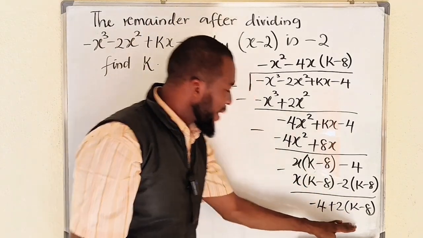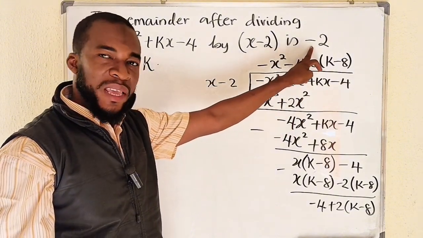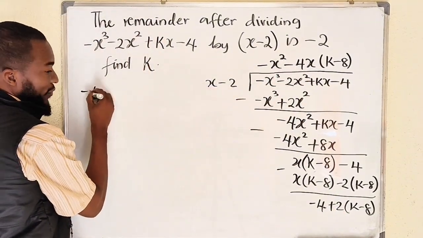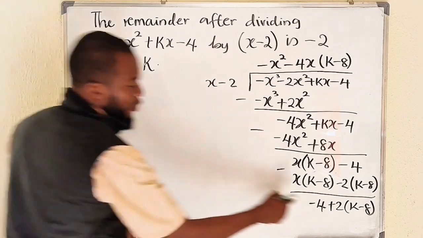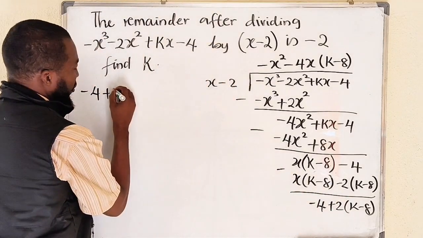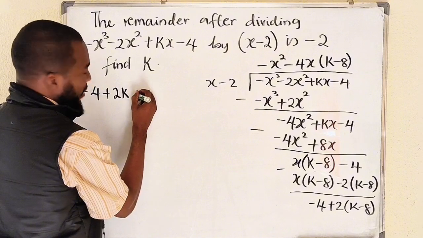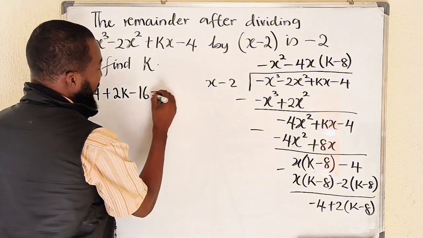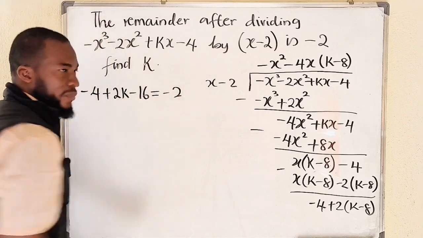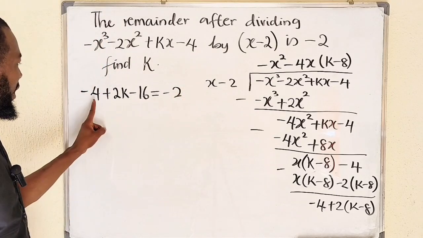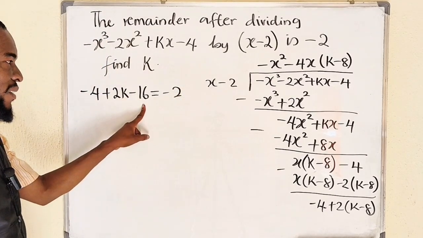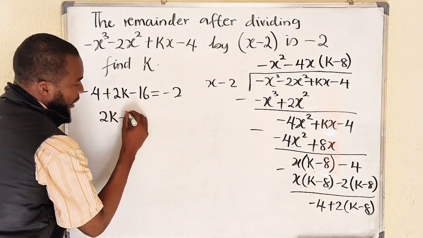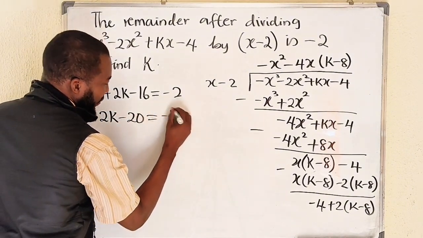So if this is the remainder, we're going to equate it to negative 2 and solve for k. So let me come here. We have negative 4 plus, I'm going to use this 2 to expand, 2 times k, then 2 times negative 8 is negative 16. The whole of this equals negative 2. Negative 4 and negative 16 is negative 20. So we have 2k minus 20 equals negative 2.